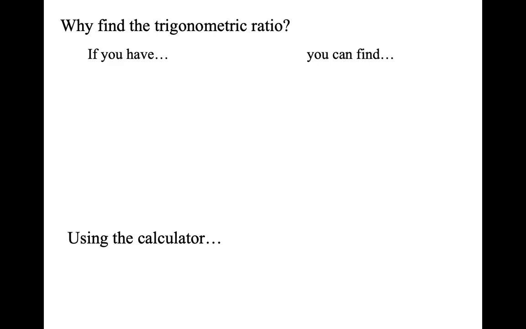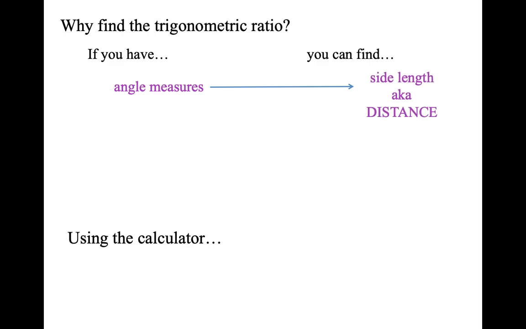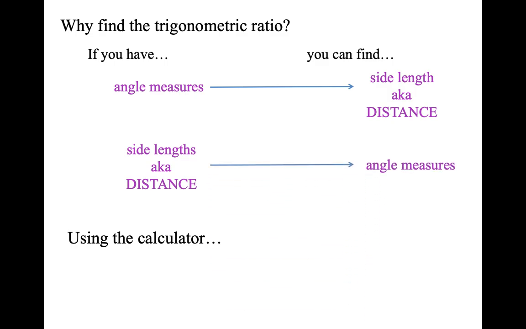So, to summarize, what do we do with trigonometric ratios? Sorry about that. If you have angle measures, you can input the angle measures to find the side lengths or distance using the trig ratios, right? If you have side lengths and you need to find an angle, you can also find it here.